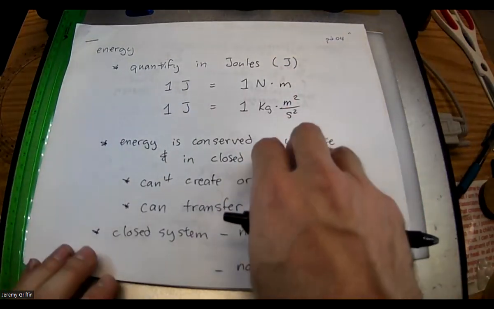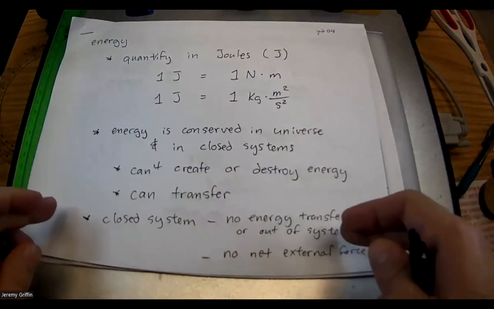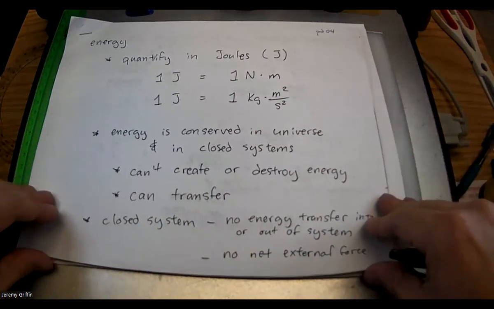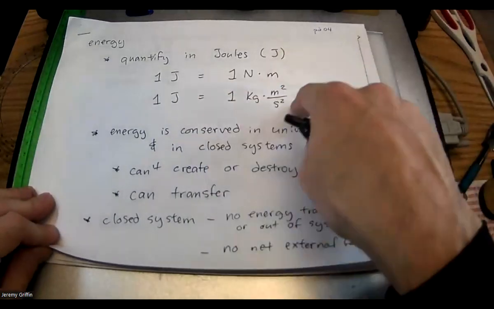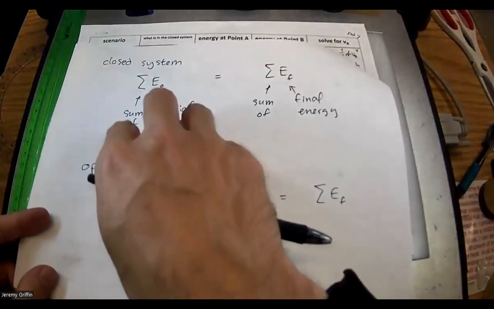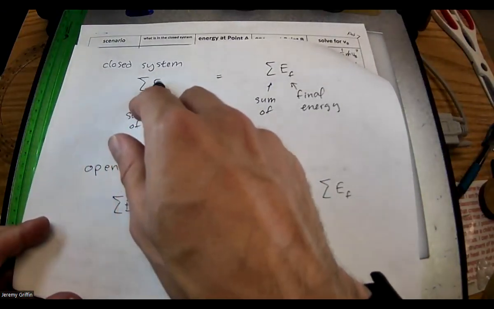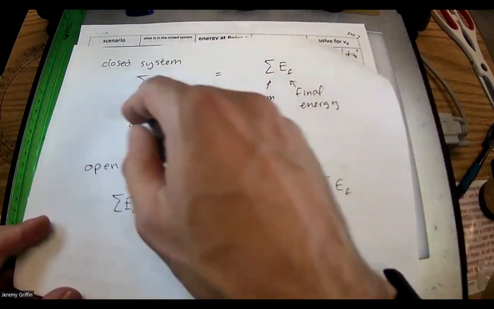And interestingly, it is conserved in the universe. You can't create or destroy energy. So if you have a closed system where energy is not entering or leaving, then the quantity of this in that system is always the same. And you can use that to solve problems. Here's what it looks like in physics math form. The sum of energy initial equals the sum of energy final within some closed system.